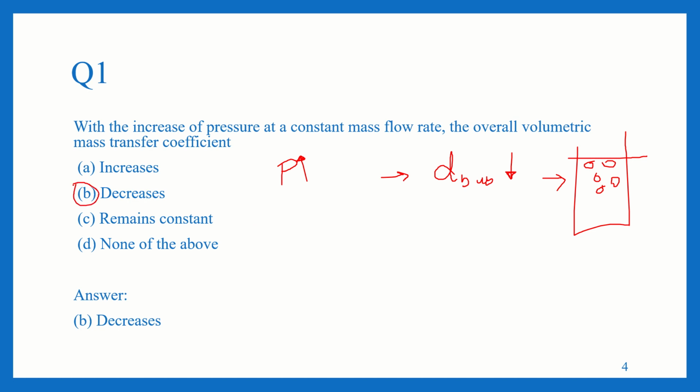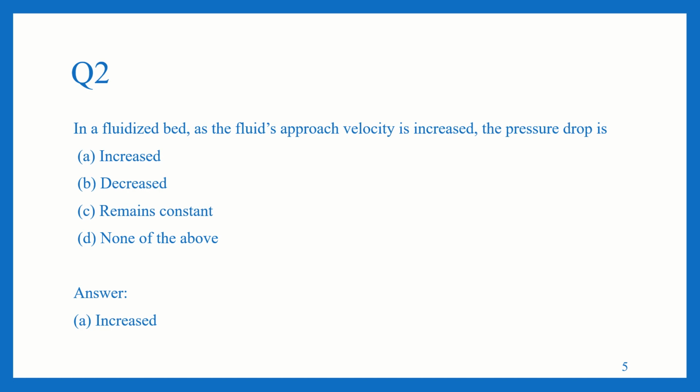Now we'll go on to question 2. In a fluidized bed, as the fluid's approach velocity is increased, the pressure drop is increased, decreased, remains constant, none of the above.